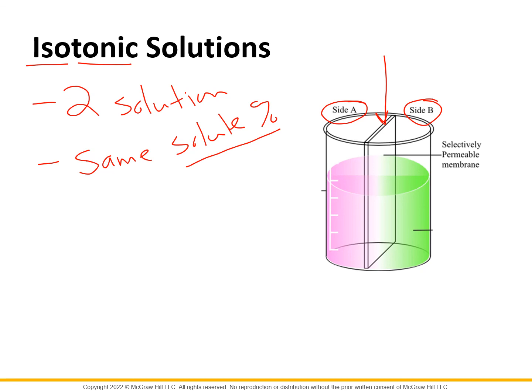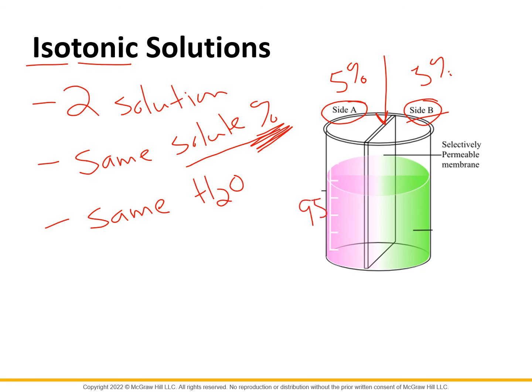So that could mean that solution A on side A is a 5% sodium chloride solution, and it could mean that solution B is a 5% glucose solution. So it doesn't have to be the same solute. What's important is the percentage. So if they have the same solute concentration, that means they have the same water concentration. So that would mean that solution A is 95% water, solution B is 95% water.